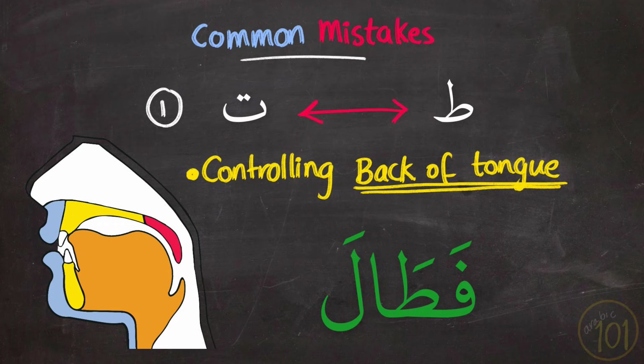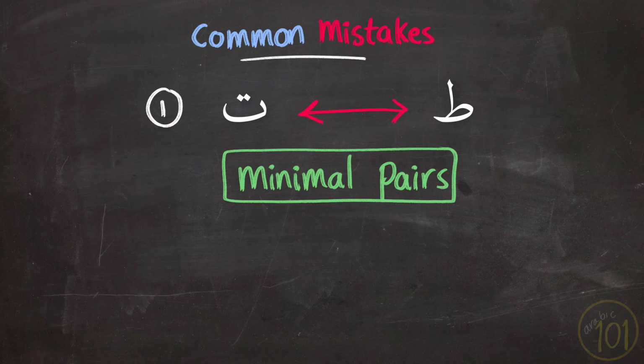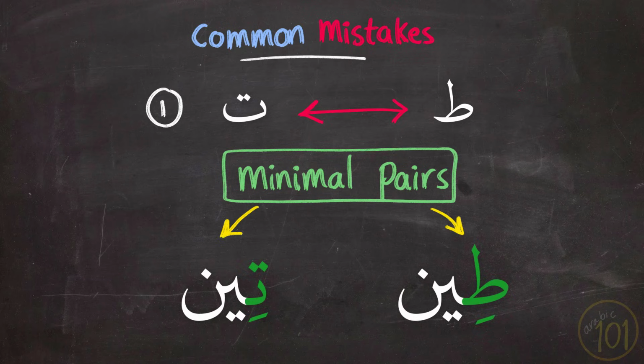Practicing these two sounds using minimal pairs can help you train your muscles and also your ears to the right sound. Minimal pairs are identical words, except for one sound difference, which is the thing that you are practicing, like the word teen and teen, teen, teen. Practicing such words will help you get the tongue movement right and switch between one to the other.